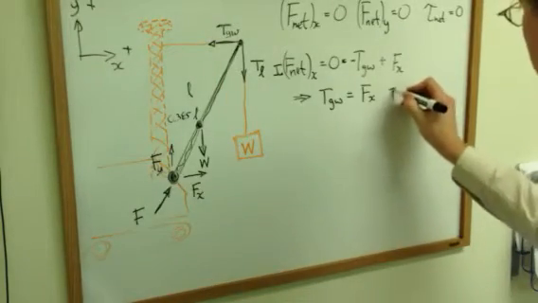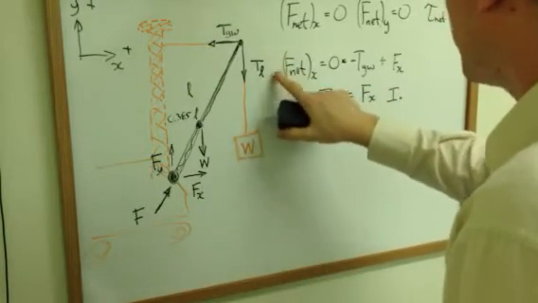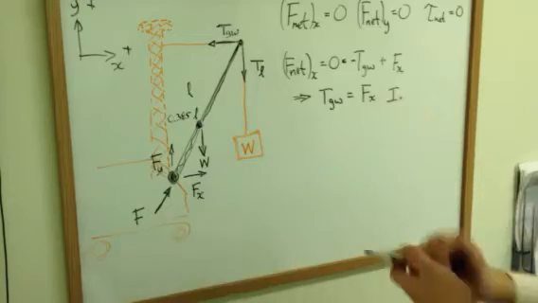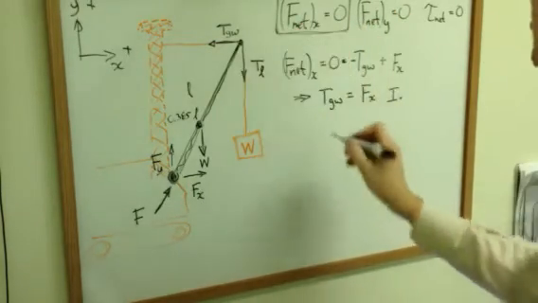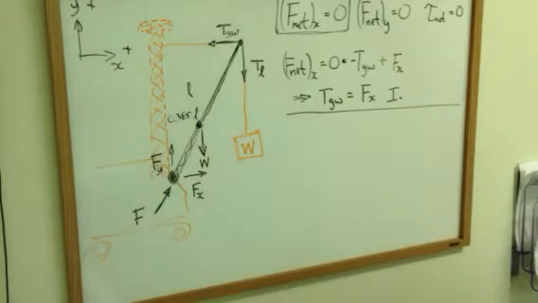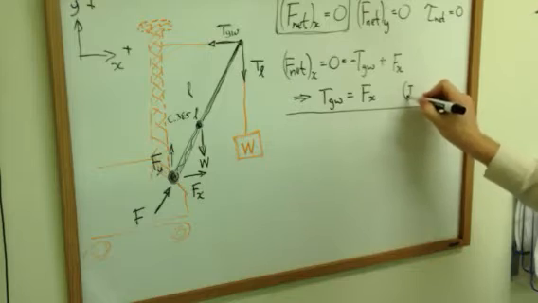Otherwise, this whole thing, this whole boom, would be accelerating in one direction or the other. So I'm going to call this my equation 1. And it came from the horizontal forces, no horizontal net force. I'm going to call this little equation 1.